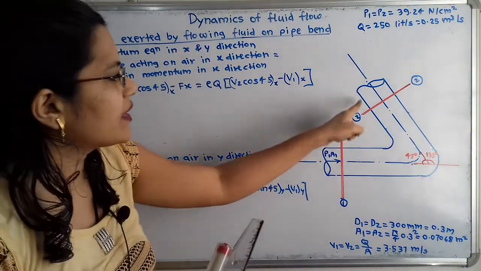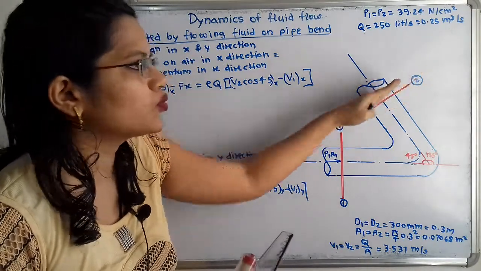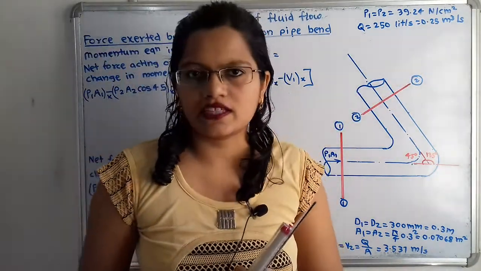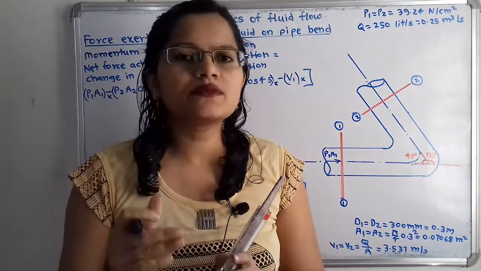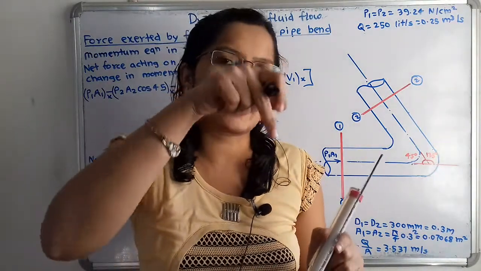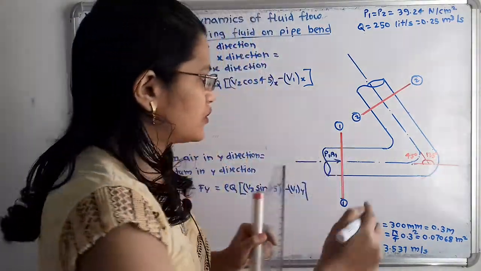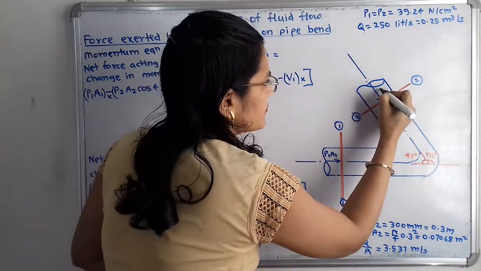In the same way, this is the inclined pipe and section 2 is also in an inclined direction. So P2A2 we have to show. It is perpendicular to section 2 and directed towards the section. So we have to show that. So here is P2A2.